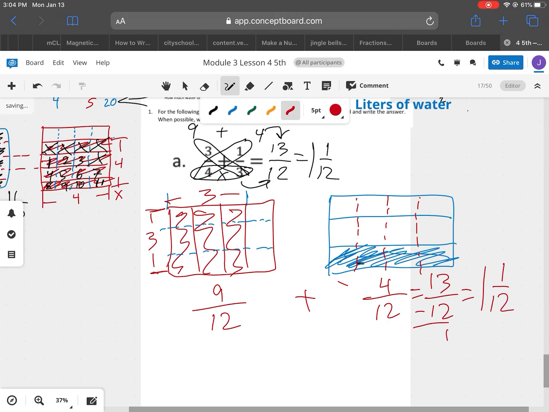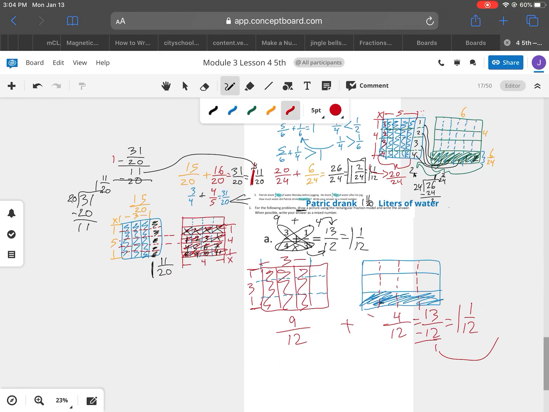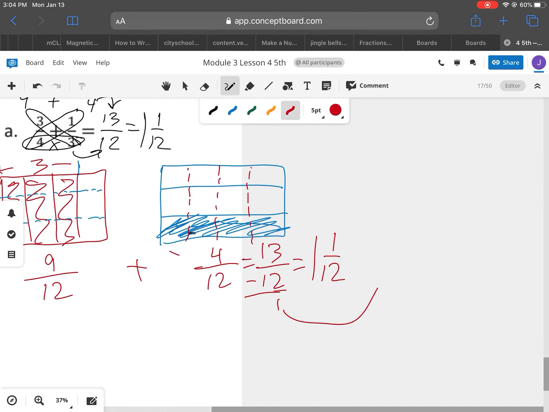Again, do the subtraction. You'll see that there's a 1. That 1 goes right there, and the 12 stays the same. You subtracted 1 time, so that's why you have 1 subtracted once.